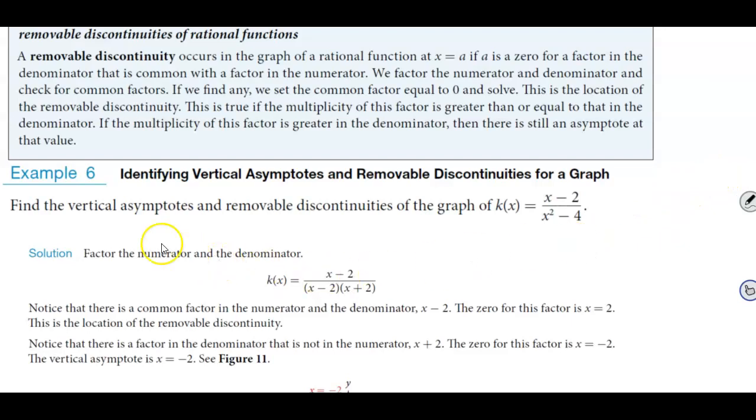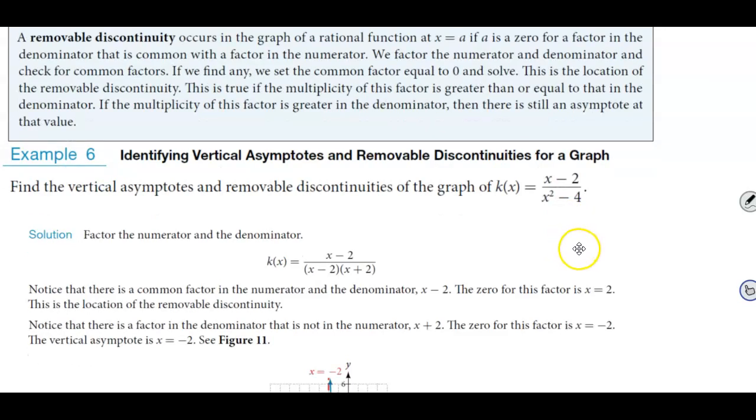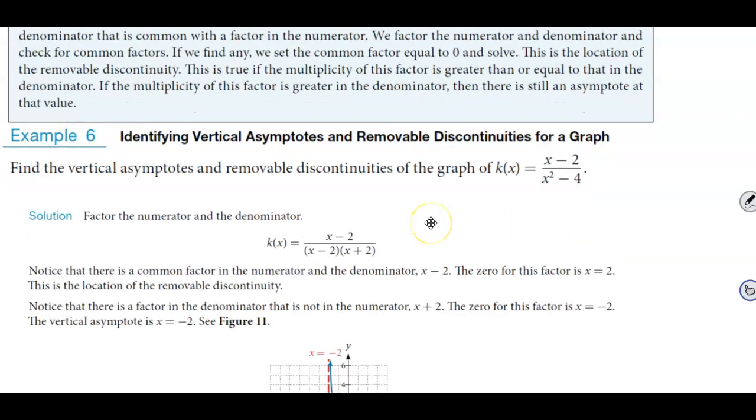So for example 6, we want to be able to find the vertical asymptotes and removable discontinuities of the graph of k of x, which is equal to x minus 2 over x squared minus 4. Now the first thing we need to do, regardless of any of our rational functions, is to factor the numerator and denominator. So the numerator is already in factored form, which is x minus 2, and the denominator is x minus 2 times x plus 2.